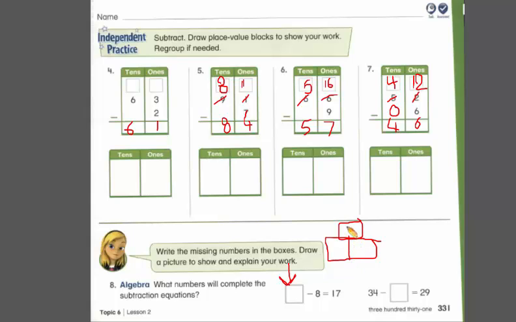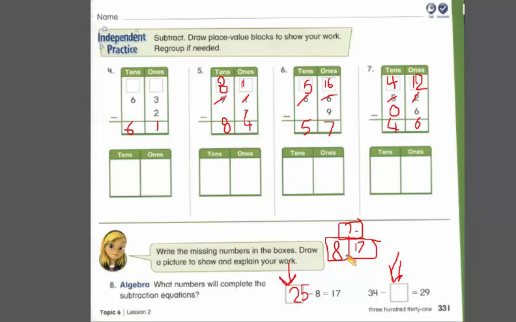The whole is missing. The part I know, the first one is 8. Part 2 is 17. So 17 plus 8, 25. 7 plus 8, 15. 5, I regroup 1. And then 1 plus 1 in the tens equals 25. Here the missing is part 1. Again, here the missing is part 1.